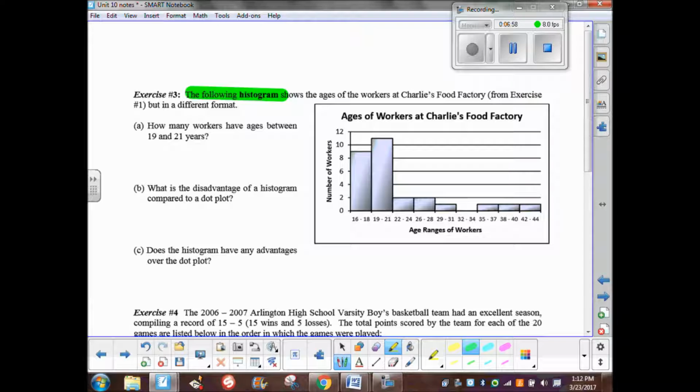Okay, bar graph: the bars have spaces in between. A histogram: they all touch each other. The bars are right next to each other. So a histogram is not a bar graph.